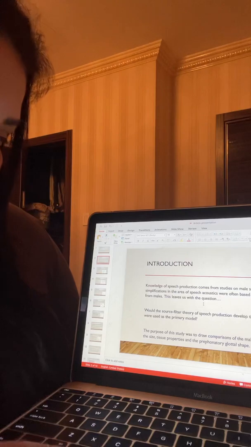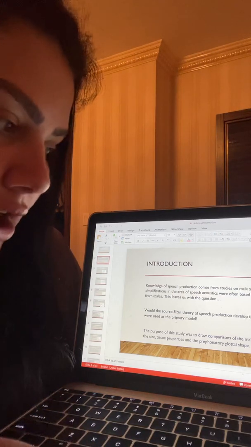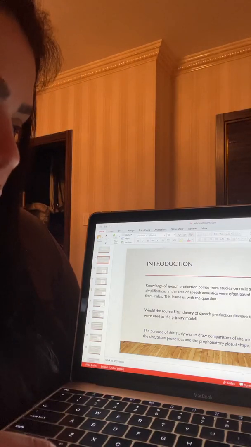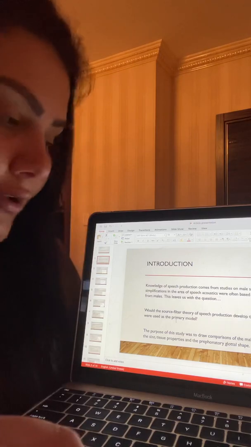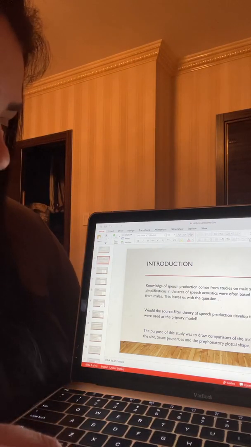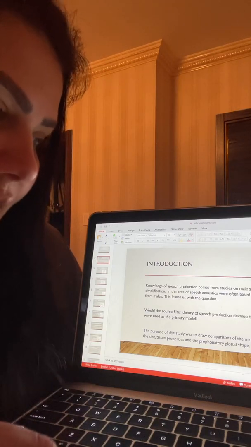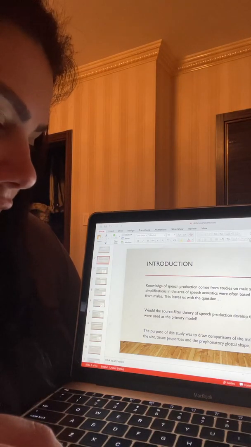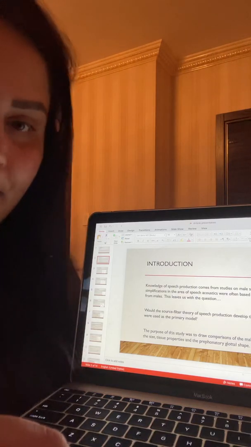This leaves us with the question: would the source filter theory of speech production develop the same way if female voices were used as the primary model instead of male? The purpose of the study was to draw comparisons of the male and female larynx based on the size, tissue properties, and the prephonatory glottal shape.